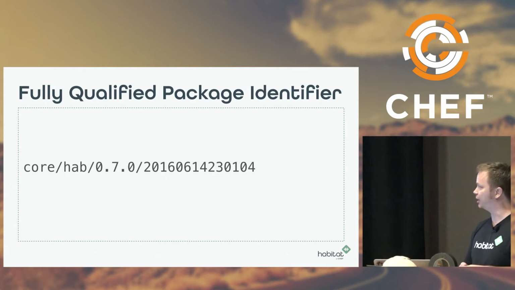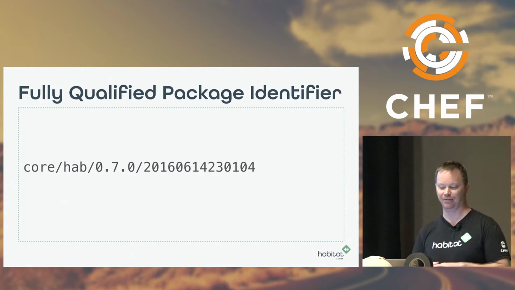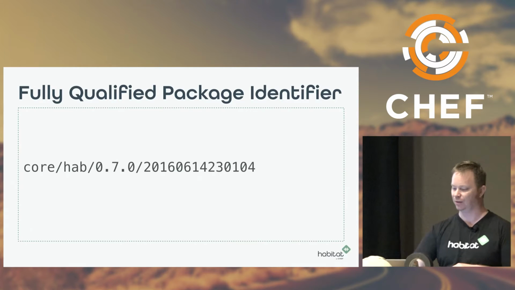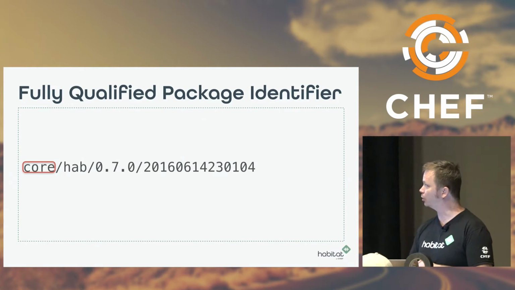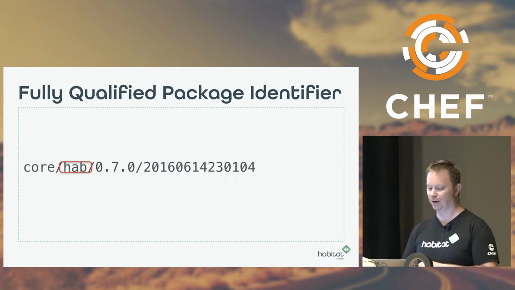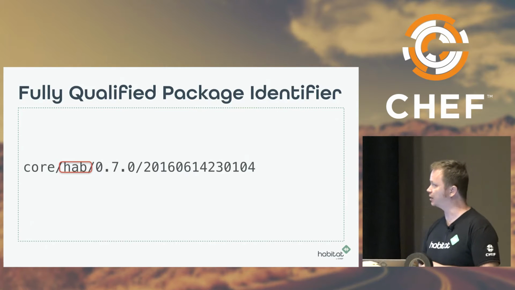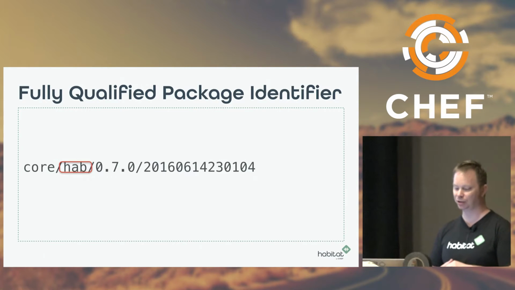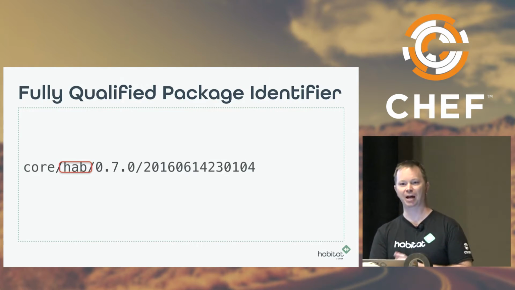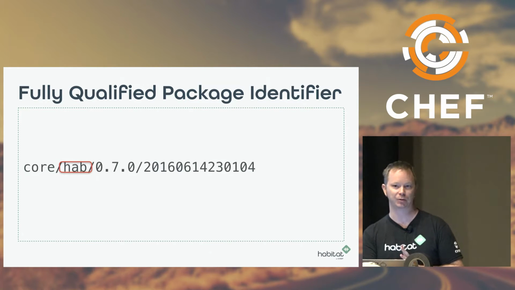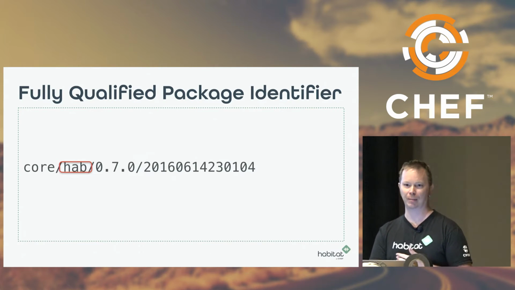Every Habitat package has a fully qualified package identifier that consists of the origin. In this case, the origin is core. Then the package name. In this case, this is the Hab package. It could be Apache, it could be MySQL, it could be Redis, it could be whatever your cool application is named.